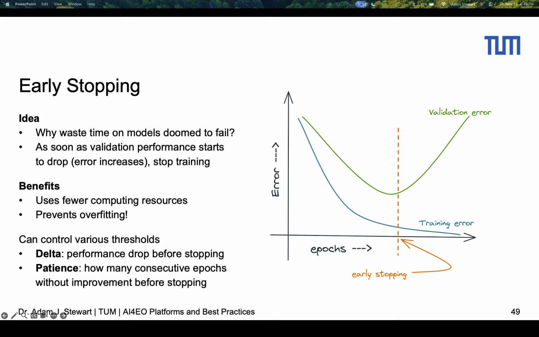So like I said, there's going to be a lot of noise here. These aren't going to be smooth curves. You might have one epoch where it goes down, the next epoch it goes up, the next epoch it goes way down, etc. So you can say delta, which is how much the performance starts to drop, so how much the error increases. Or patience, how many epochs in a row is it getting worse? So is it just one bad epoch, or is it the last 5 epochs in a row where it's just gotten worse and worse? You can control those to decide when to stop.